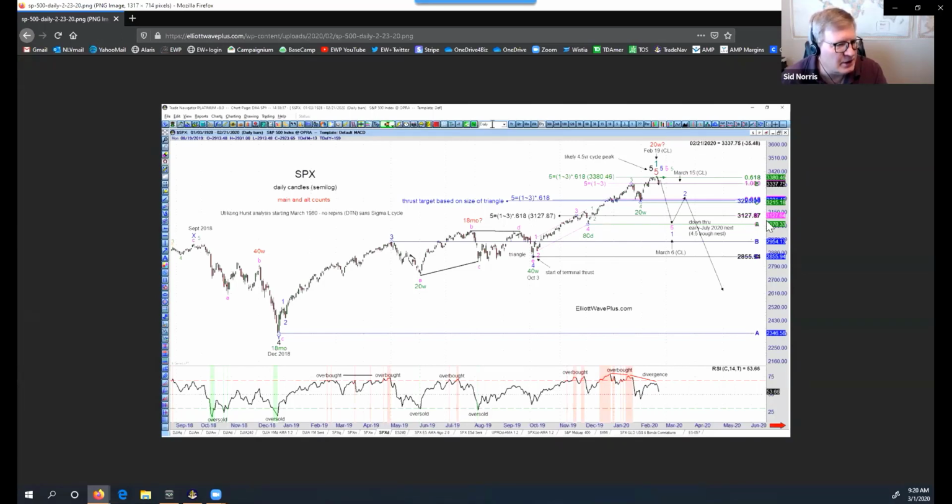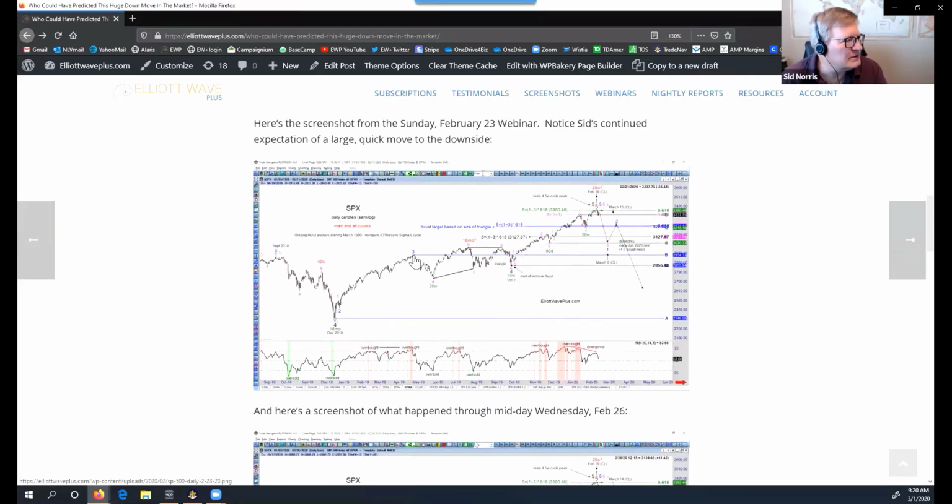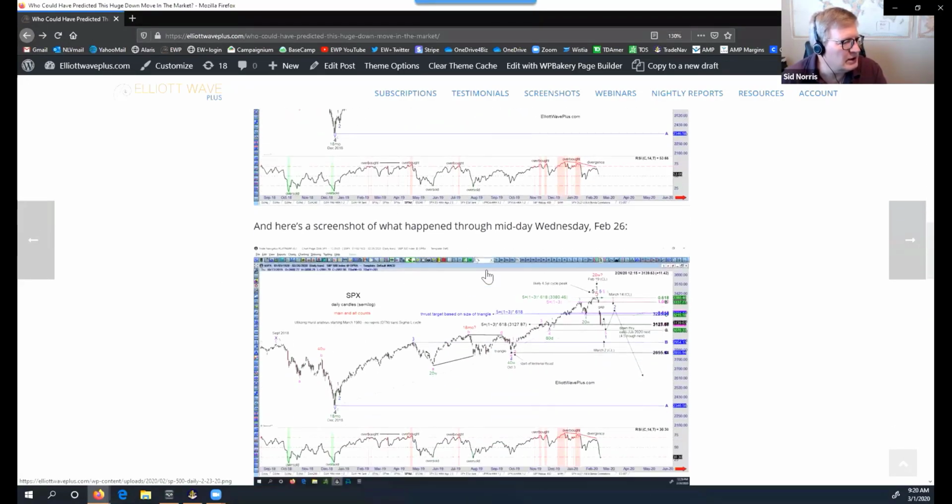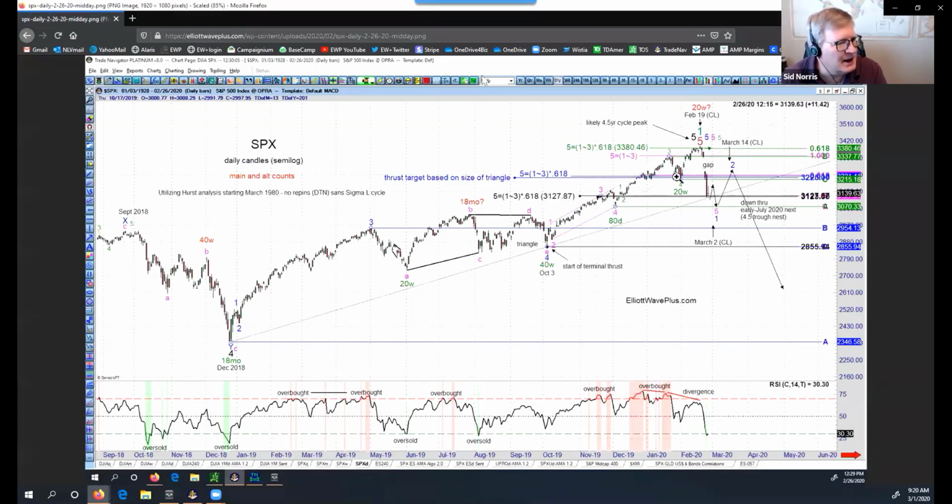So on the S&P, that was at 3070. Well, it turns out it went even further than that. That screenshot was from February 23, and then on February 26, it showed that it had nearly already reached that target of 3070 in the matter of just a few days.